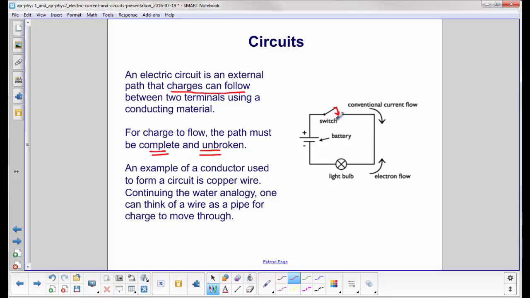One more time on the definition: conventional current flow leaves the positive terminal and goes this way in a clockwise direction, when in reality what's happening are the electrons are moving counterclockwise. This is a pretty standard symbol for a light bulb. This is a symbol for a battery. The longer horizontal line is the positive end of the battery. A great example of a conductor is copper wire. And if we want to continue the water analogy, you can think of this wire as a pipe for water to move through. In other words, for the copper wire, electrons are moving through. If you have a water system, water is moving through the copper pipe.